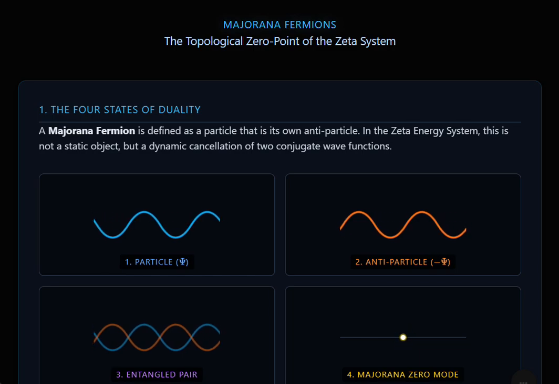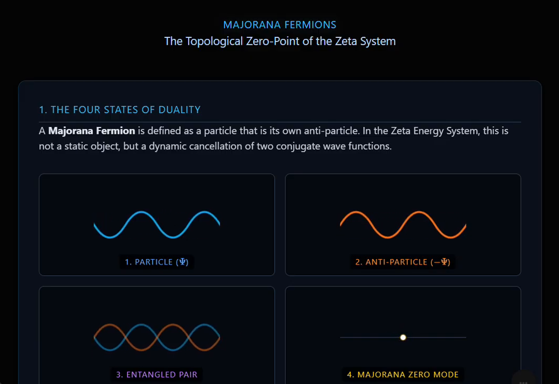Majorana Fermions. This is helpful to understand for particle, antiparticle, and entangled pairs, what we're going to call zero mode. Zero mode is going to be the equilibrium state between two wave functions and an emergent wave function. So it's pretty important to actually understand how this forms.